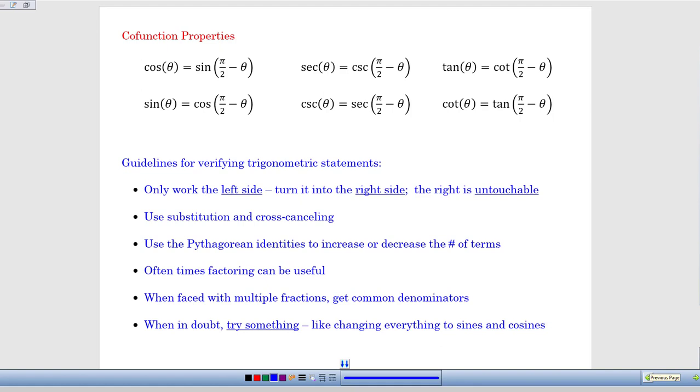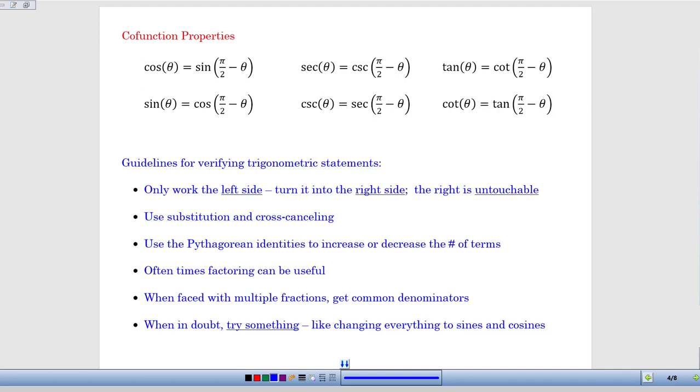The way we're going to do that is by making substitutions. So using some of our identities, if we see a cosecant someplace, we can replace that with a 1 over sine. Or if we see a cosecant in the denominator, then that can be replaced with a sine in the numerator. Or tangent can be changed into sine over cosine. Those are the types of substitutions that we can make. And then once we make those substitutions, a lot of times we're going to see that there's some cross-canceling that we can do. We've got the Pythagorean identities.